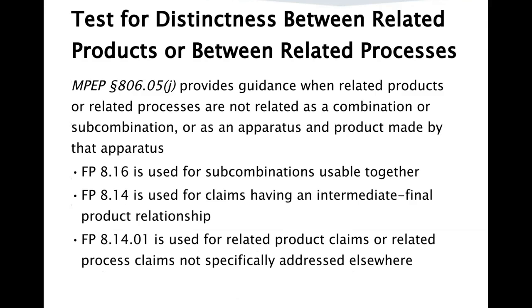MPEP 806.05(j) discusses the test for distinctness between related products or related processes when they are not related as combination-subcombination, or as an apparatus and product made by that apparatus. See also the form paragraphs listed here.